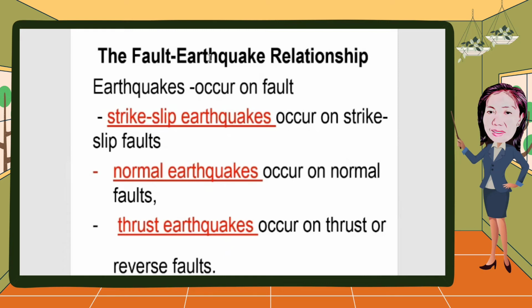If this earthquake occur on a normal fault, so we all know what's a normal fault. Nakita ko na kanina ang picture and a model. This earthquake is what we call as normal earthquake. But if this earthquake occur on a thrust or reverse fault, this earthquake is what we call as thrust earthquake. So this is how fault and earthquake are related to each other. So depende yan siya kung saan siya na-occur.